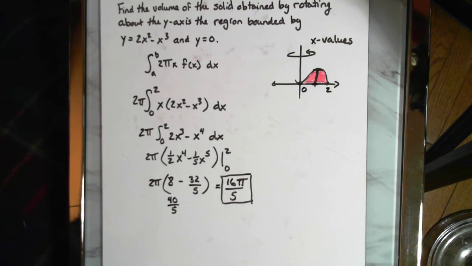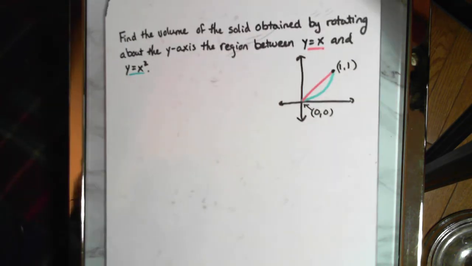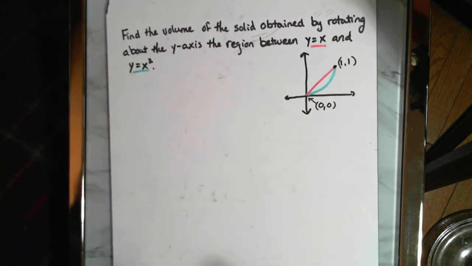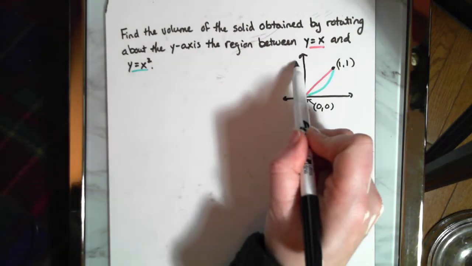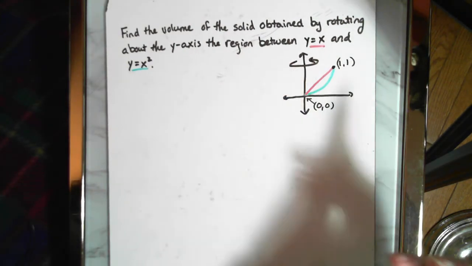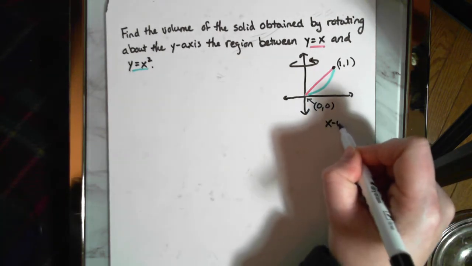Okay, so let's take a look at the next example, Example 2. It says, find the volume of the solid obtained by rotating about the y-axis the region between y equals x and y equals x squared. So again, we're going around the y-axis, so I'm looking at x values here.